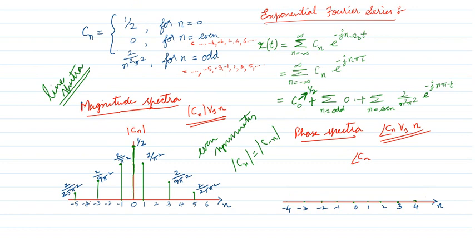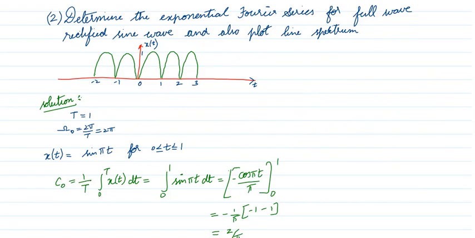Next, we will work out another problem. We are taking a full wave rectified sine wave whose magnitude is 1. Now we are going to derive the exponential Fourier series as well as plot the line spectrum. For this waveform, the fundamental period is T equal to 1. So omega naught is equal to 2 pi by T, so it is 2 pi.